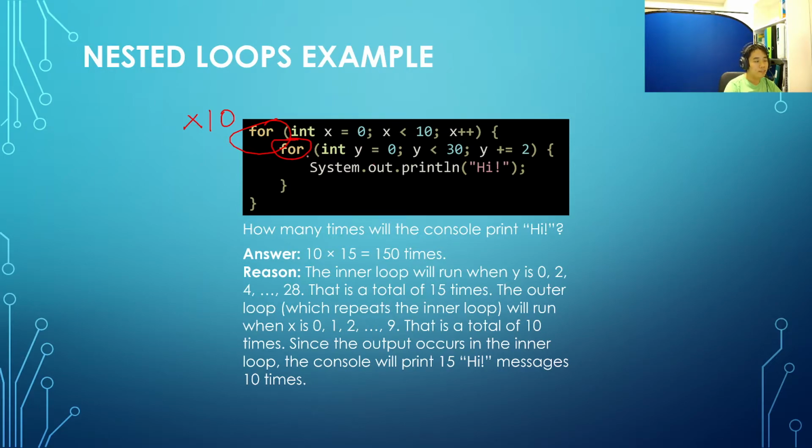And every time we're gonna print hi 15 times, because this is like saying 30 divided by 2. We count up to about 30 by just adding 2 each time. So we keep counting 0, 2, 4, 6, 8, and so on. Okay? So that's a total of 15 numbers that will fulfill the condition. So we have 10 times 15, which is 150 times. Good job.